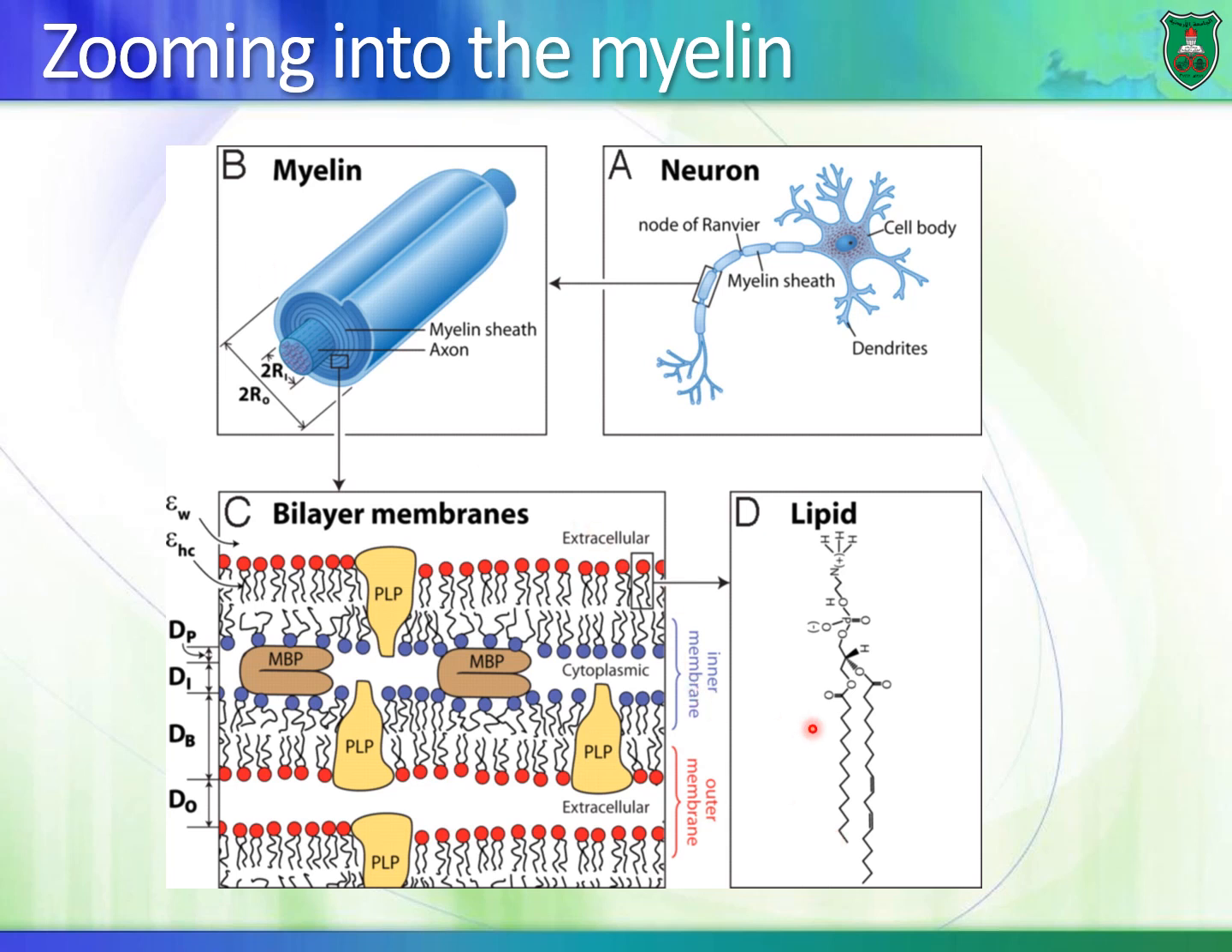So again, look at the structure. This is the sphingosine backbone right here. This is the alkene right here, and you have the phosphate group, and attached to it you have the choline group right here.